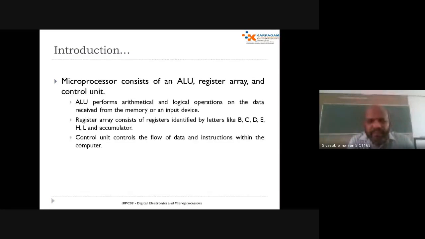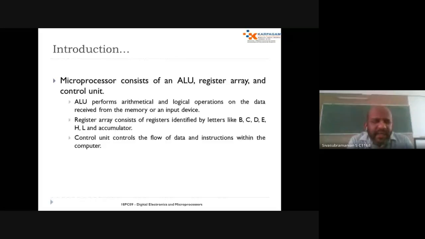Okay. So now, what the ALU does is it does only the arithmetic and logical operations on the data which is received from the memory or an input device, right? And what is this register array? In the register array, there are a number of registers. The accumulator is one register. Adding to that are six different registers identified by the letters B, C, D, E, H, and L. Each of these registers, when they stand alone, stand as 8-bit registers.